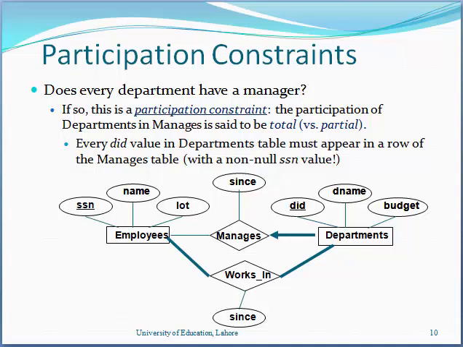Again, a relationship is called partial if some of the entities of that entity set may be participants in the relationship. Suppose a relationship manages, you can see in the diagram, manages exists between employees and departments, this is partial. You can see in the highlighted lines, every department ID, DID meaning department ID value in the departments table must appear in a row of the managers table with a non-null value.